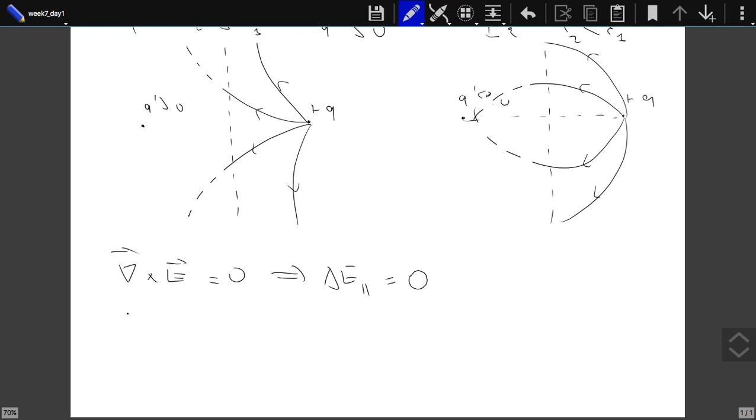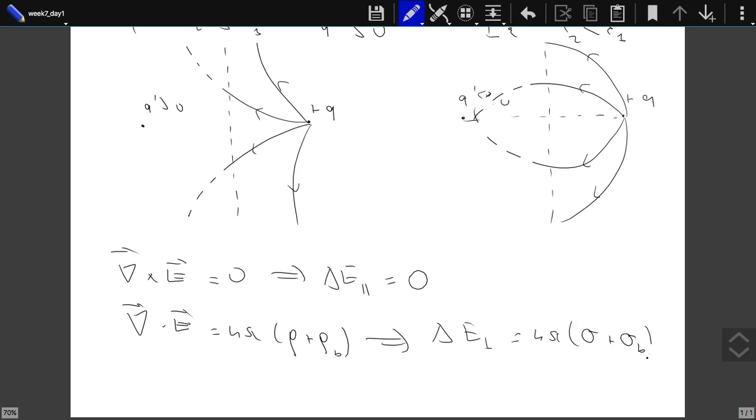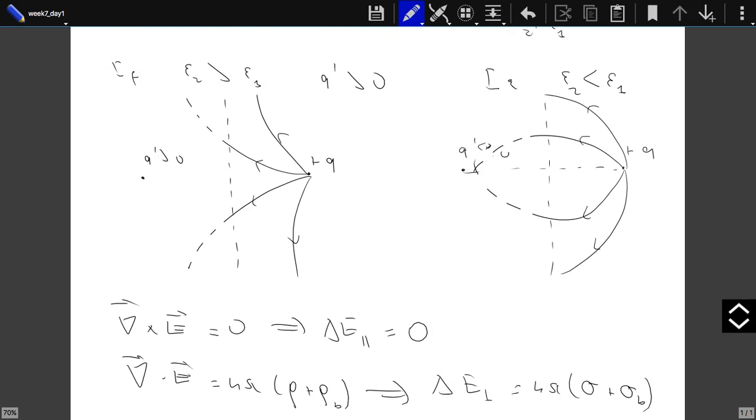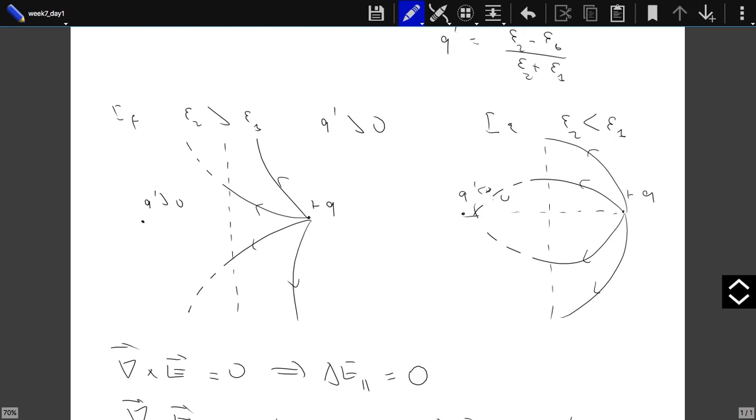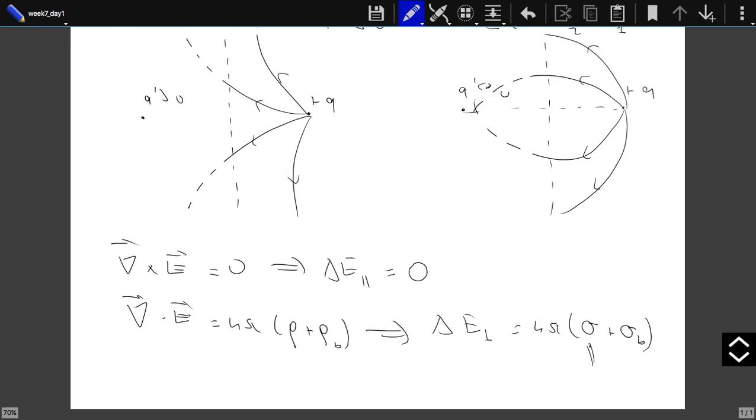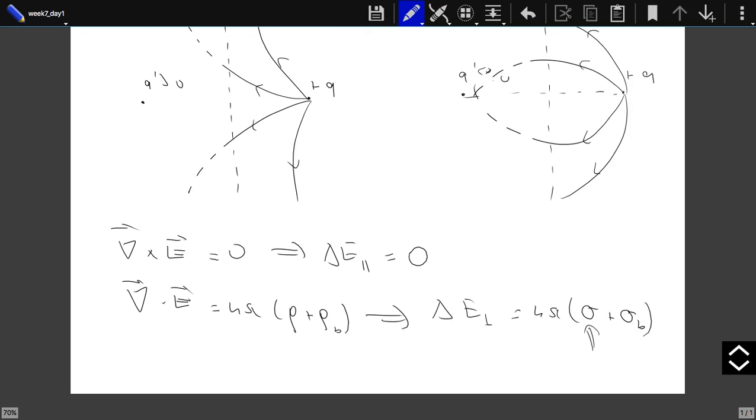We already know that the electric field will be discontinuous, because we know that the curl of the electric field is always zero. This tells us that at any interface, the parallel component of the electric field is always continuous. This is always true. But the perpendicular component of the electric field is not continuous. Let me write it as rho plus rho b. So the change in the component of the electric field perpendicular to an interface is always equal to 4 pi times sigma plus sigma b.